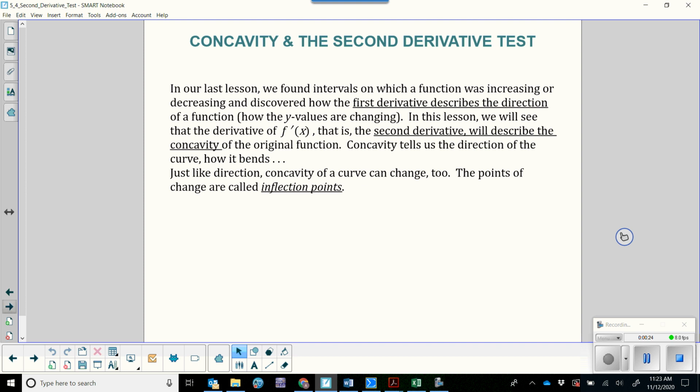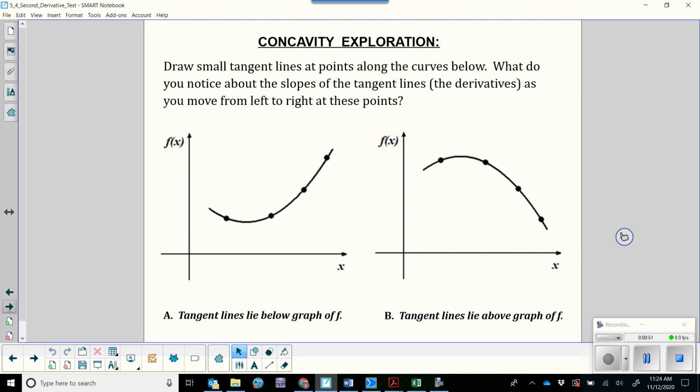But if you have the first derivative and a function changes from increasing to decreasing or decreasing to increasing, we know there's a relative extreme there. Well, same thing with concavity: if the sign changes in the second derivative, we'll have an inflection point, which means it changes from concave up to concave down or vice versa. So we're going to have a very similar thing there.